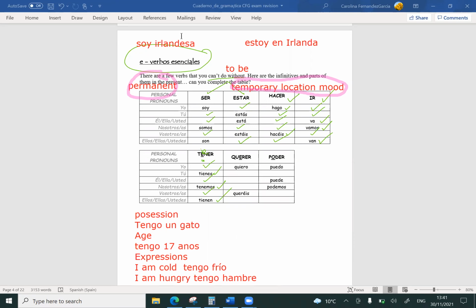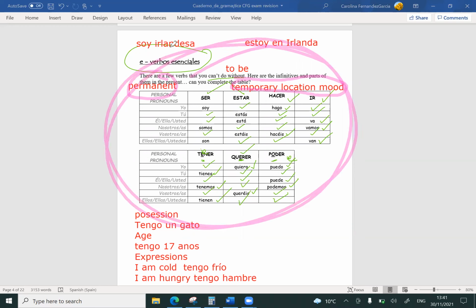So now let's continue with two essential verbs which are querer, where that E is underlined, changes to IE, to want: quiero, quieres, quiere, queremos, queréis, quieren. And poder, where that O changes to UE, can, being able: puedo, puedes, puede, podemos, podéis, pueden. These are very important verbs, they come up all the time in the exam, and we cannot go far if we don't know these verbs.